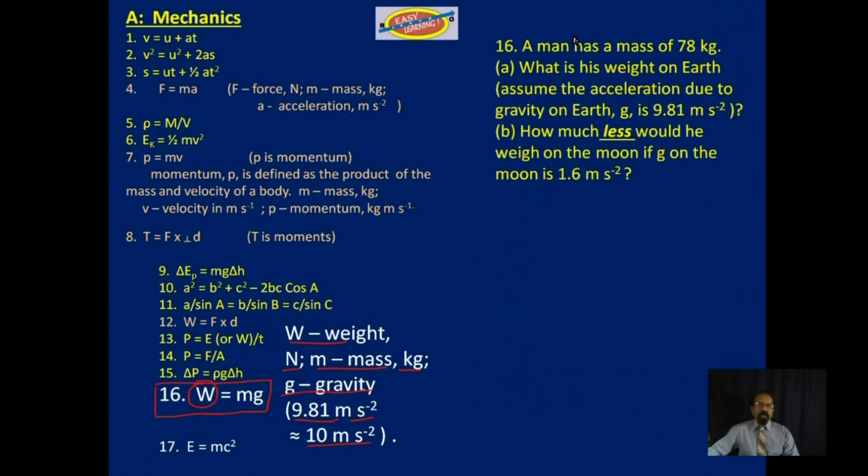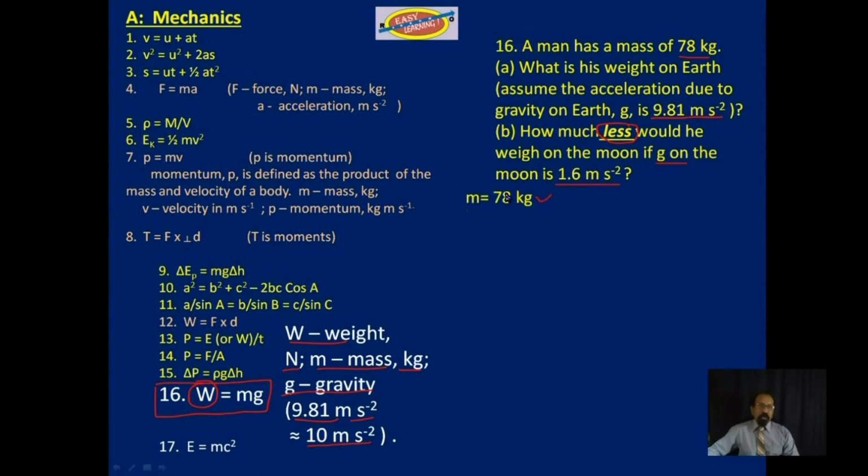A man has a mass of 78 kilograms. Part A, what is his weight on Earth? Assume the acceleration due to gravity is 9.81 meters per second squared. That's part A. And part B of this question is how much less would he weigh on the moon if G, that's gravity on the moon, is 1.6 meters per second squared?